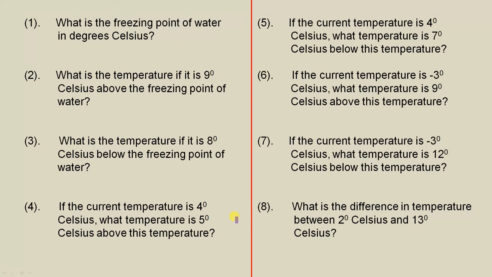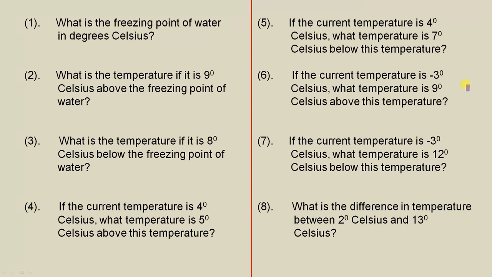If the current temperature is 4 degrees Celsius, what temperature is 5 degrees Celsius above this temperature? If the current temperature is 4 degrees Celsius, what temperature is 7 degrees Celsius below this temperature?